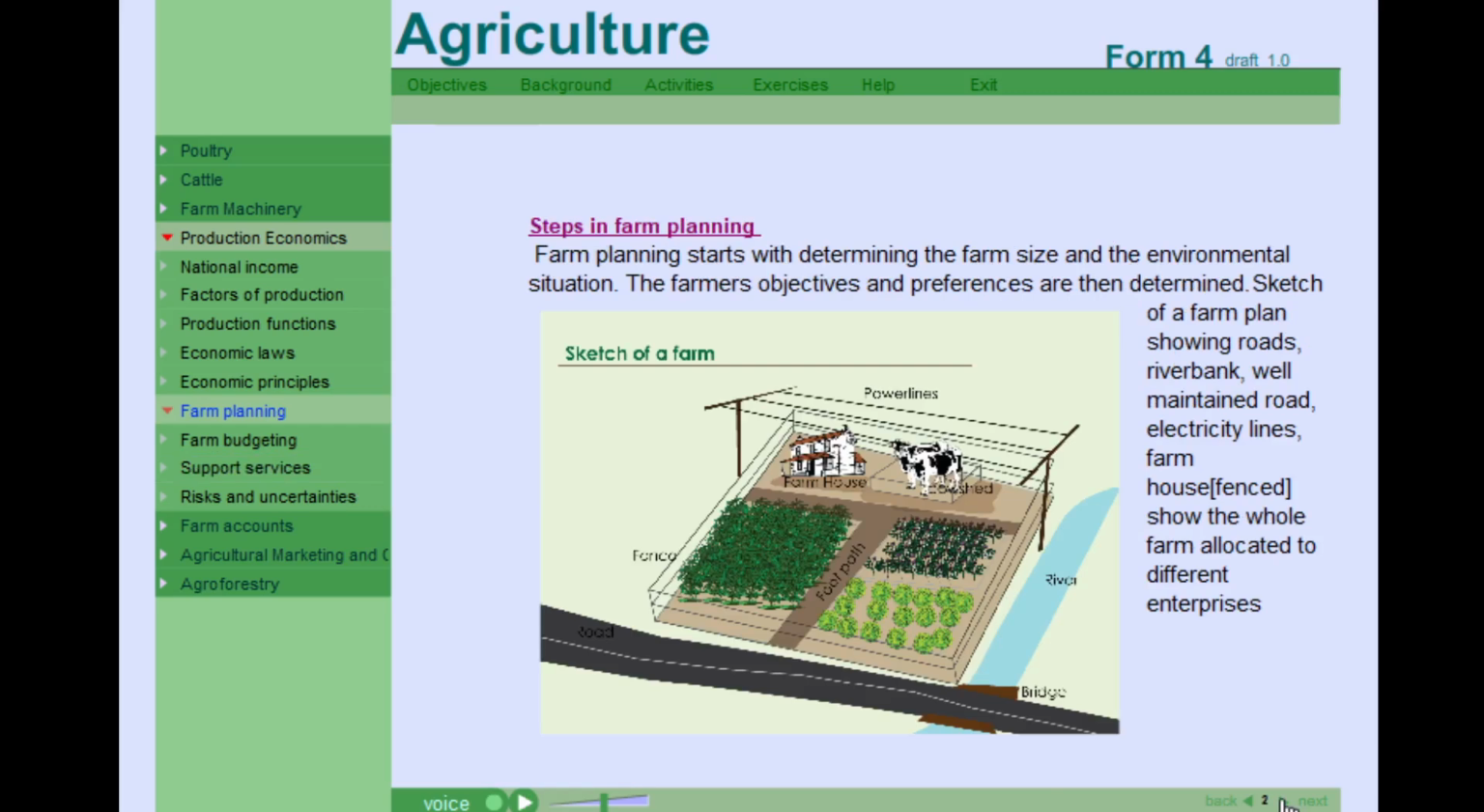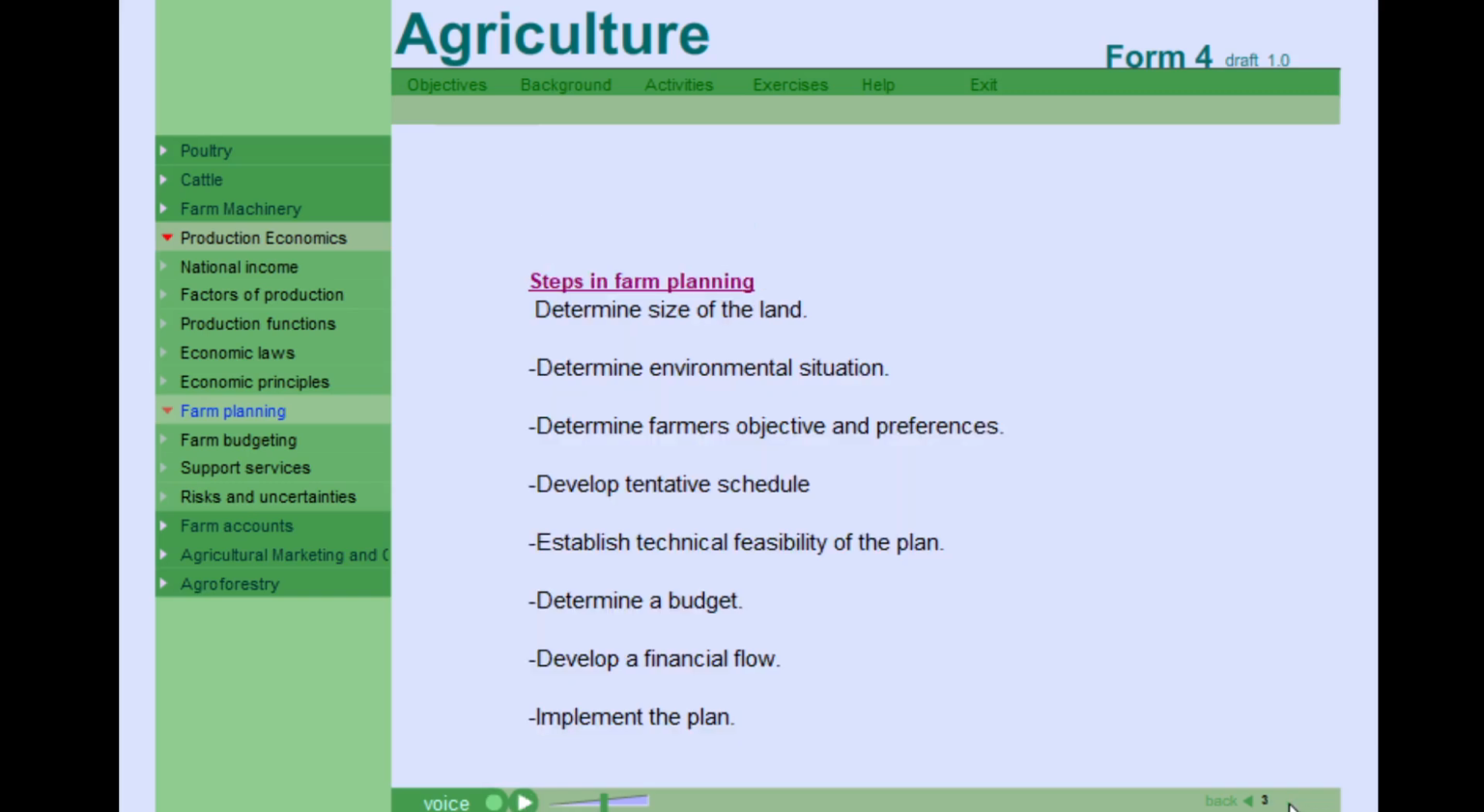Steps in farm planning. Farm planning starts with determining the farm size and the environmental situation. The farmer's objectives and preferences are then determined. Determine size of the land. Determine environmental situation. Determine farmer's objective and preferences.